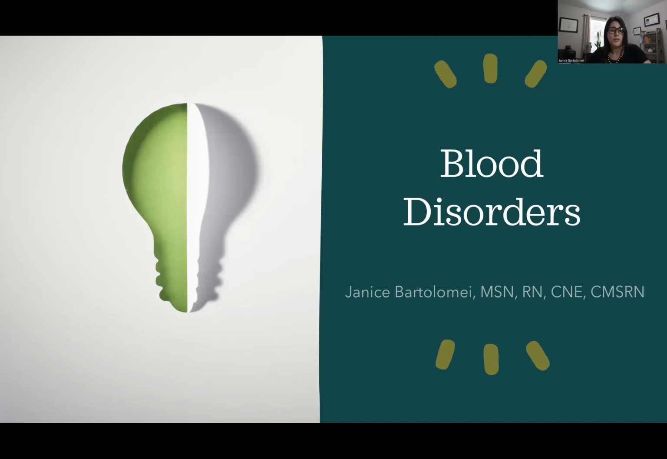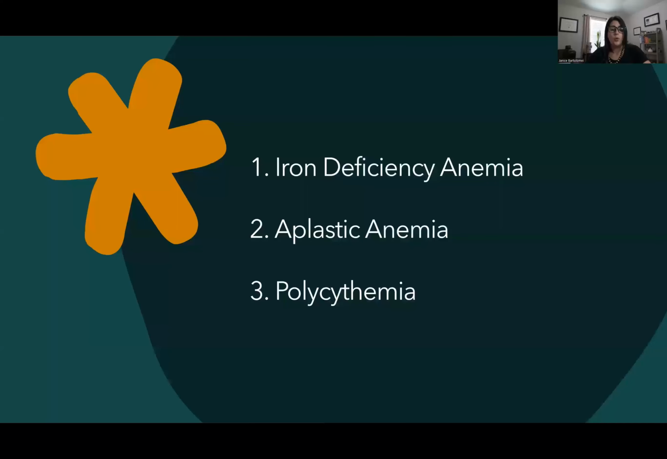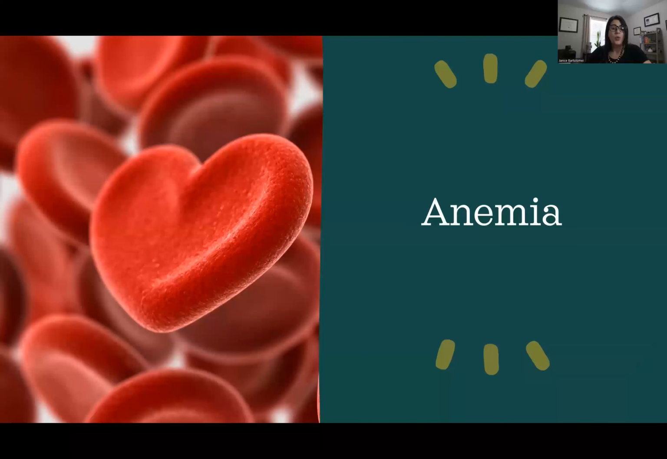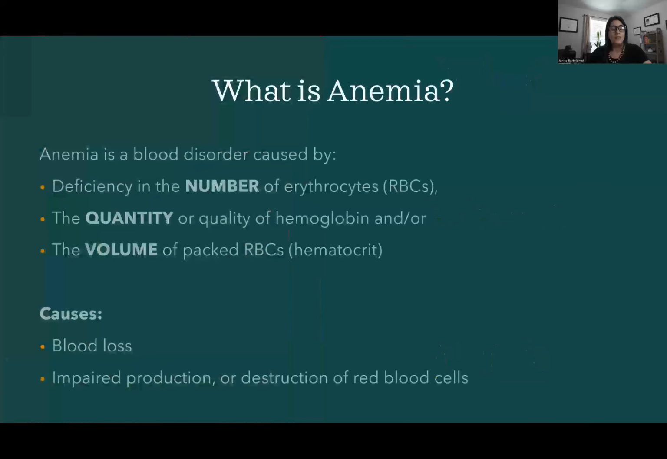Before we get started with iron deficiency anemia, I'm going to cover the general, basically must-know points about anemia. So, what is anemia? Anemia is a blood disorder that could be the result of three or four things. Either a deficiency in the number of red blood cells, or the quantity or quality of the hemoglobin. And let me refresh, the hemoglobin is what carries the oxygen molecule. Or it could be the volume of these packed red blood cells, which we commonly call the hematocrit.